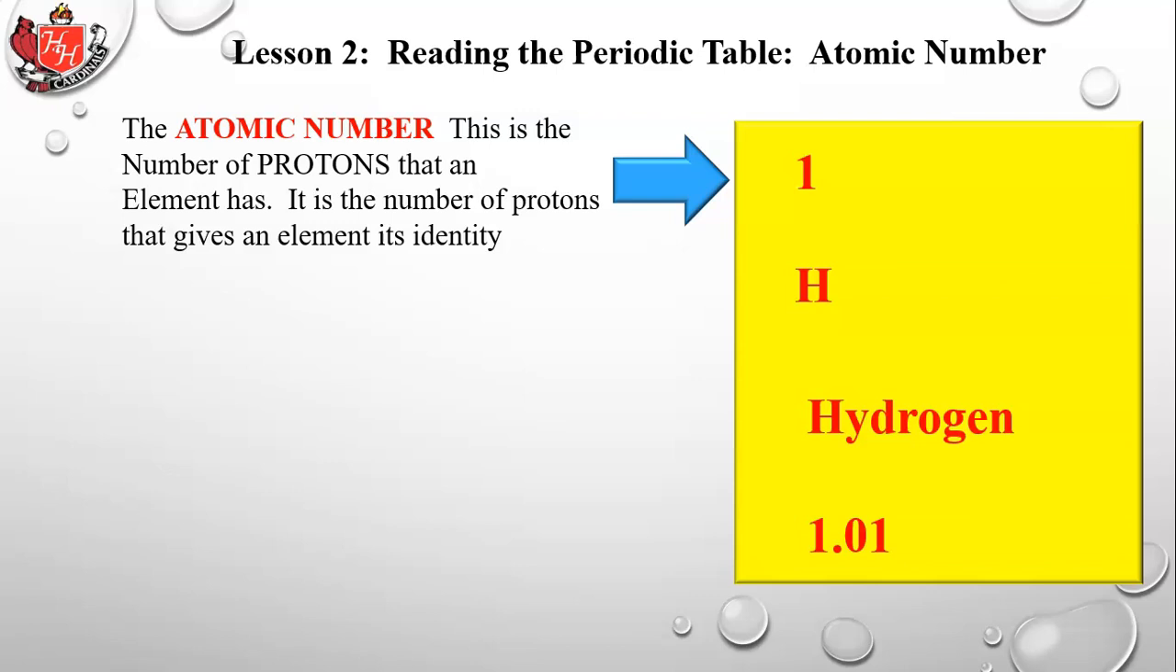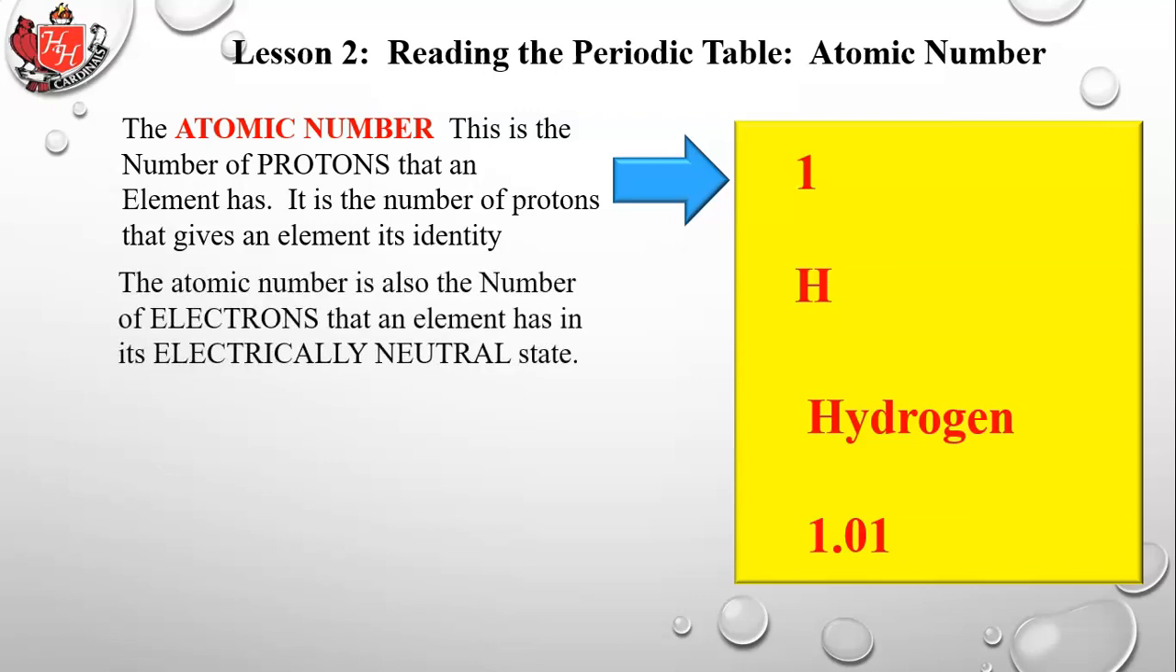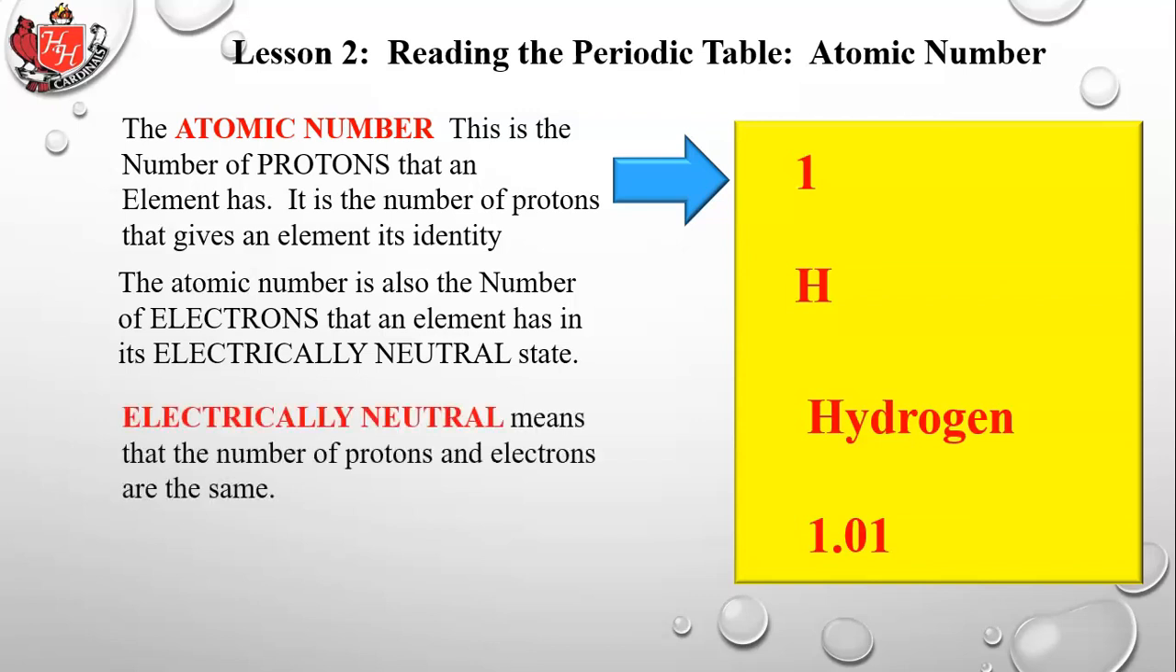Helium must have two. So you'll find that number at the top of each entry of each element on the periodic table. The atomic number is also the number of electrons that an element has in its electrically neutral state. So when atoms are first created, when they're first born, they have exactly the same number of protons as electrons. They balance out each other. Electrically neutral means that the number of protons and electrons are the same. Atomic number is also called the Z number. I rarely use that term, but you will see it come up at times. So Z number is the same as atomic number.